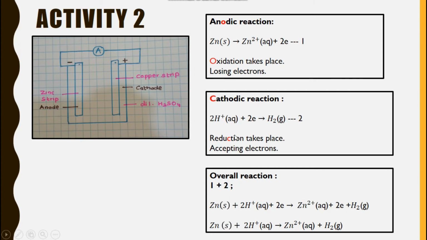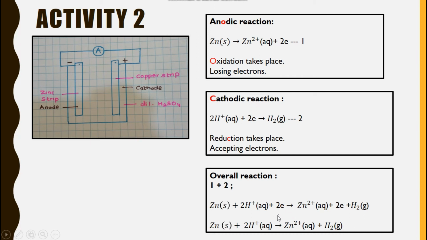First, I am going to add the elements on the left side of the equation. In the anodic reaction, on the left side we have zinc, plus in the cathodic reaction 2H+ and 2e-. So Zn plus 2H+ plus 2e-. Then I will put the arrow. Now I am going to add the elements on the right side: Zn2+ plus 2 electrons plus this hydrogen.